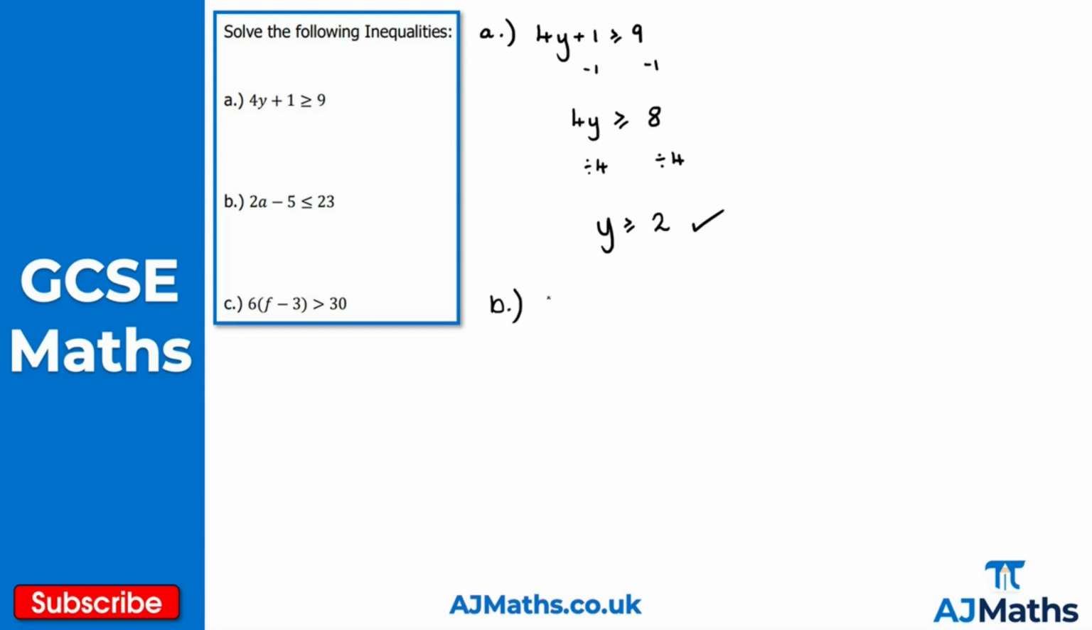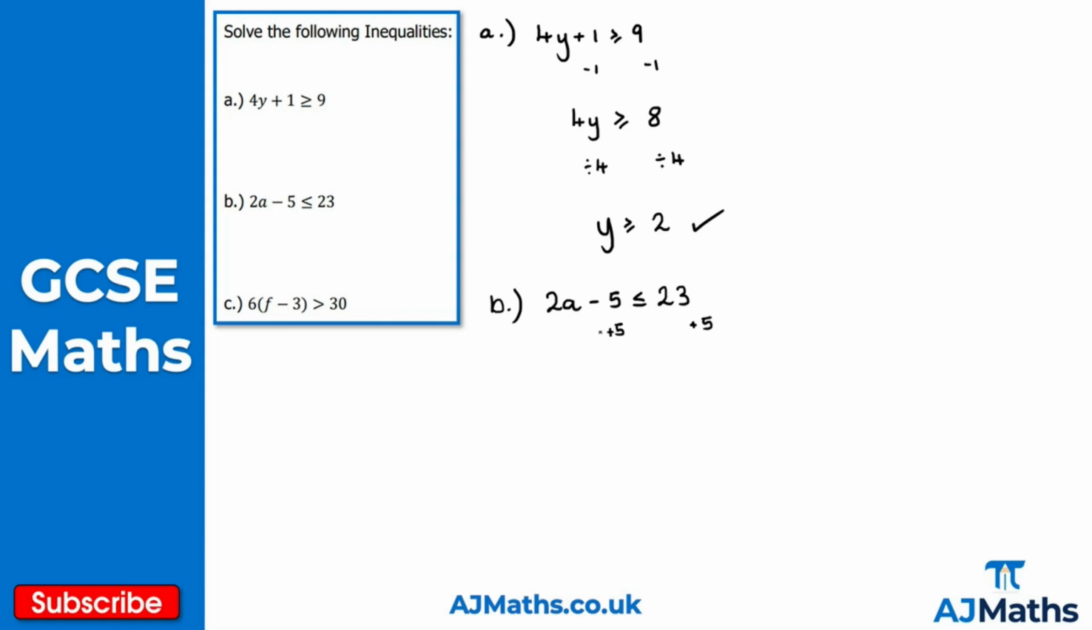I've got 2a minus 5 is less than or equal to 23. Okay. So again, just treating this almost like an equation. The first thing that I'm going to do here is add 5 to both sides. So add 5 to both sides then.